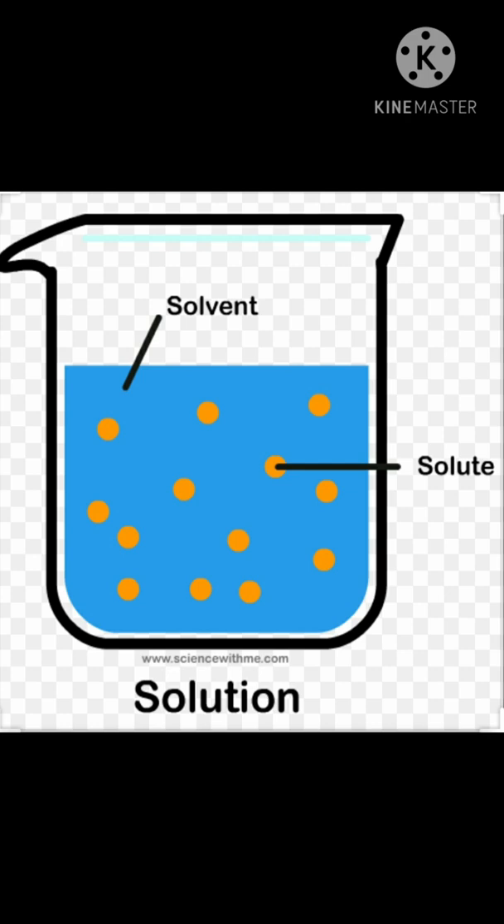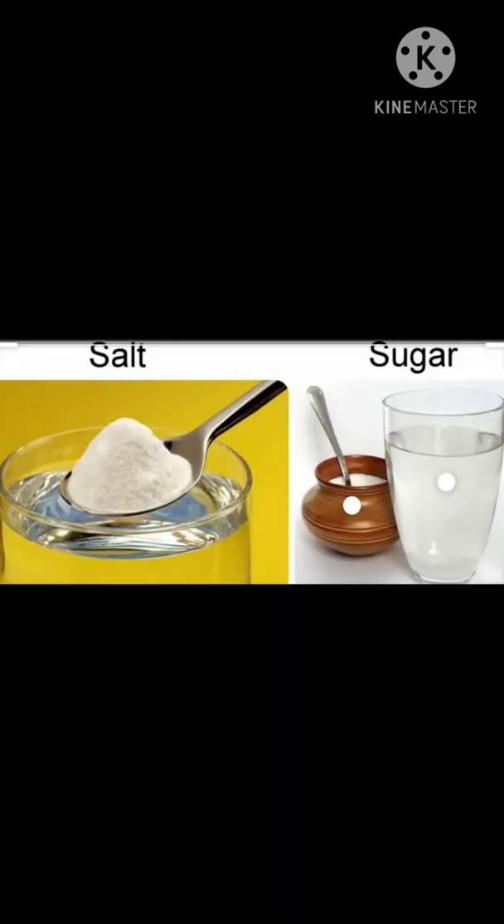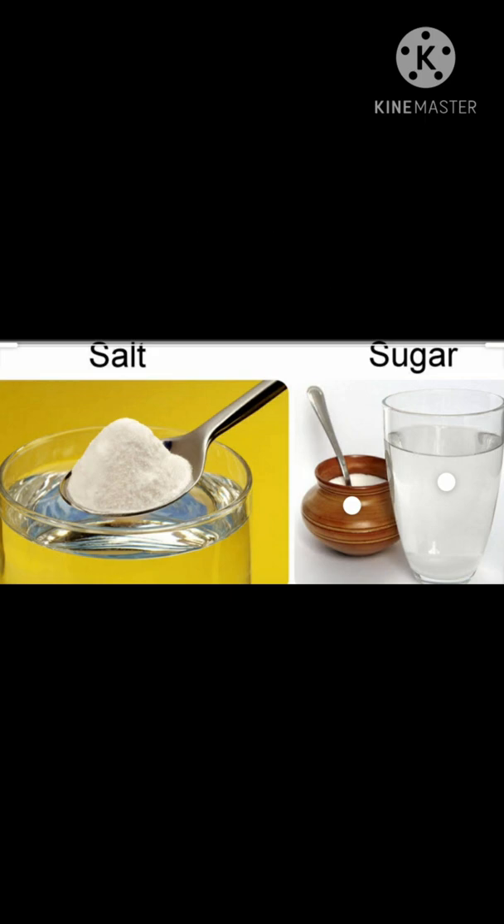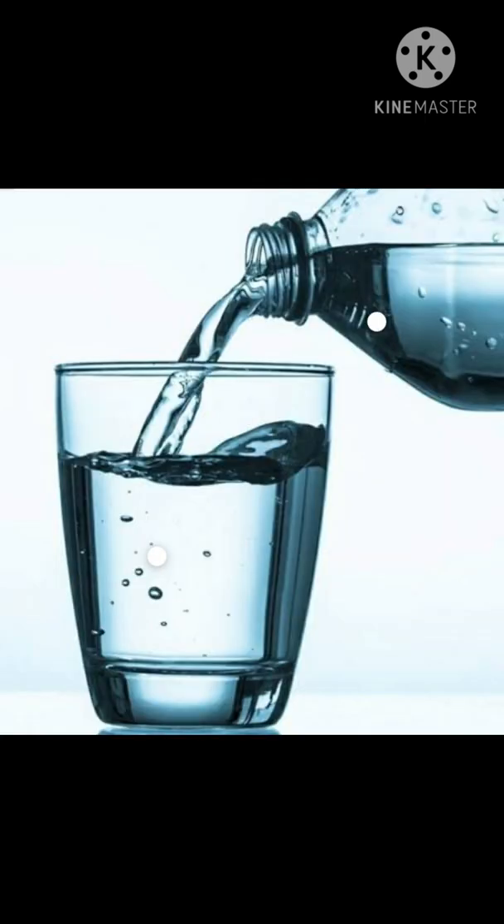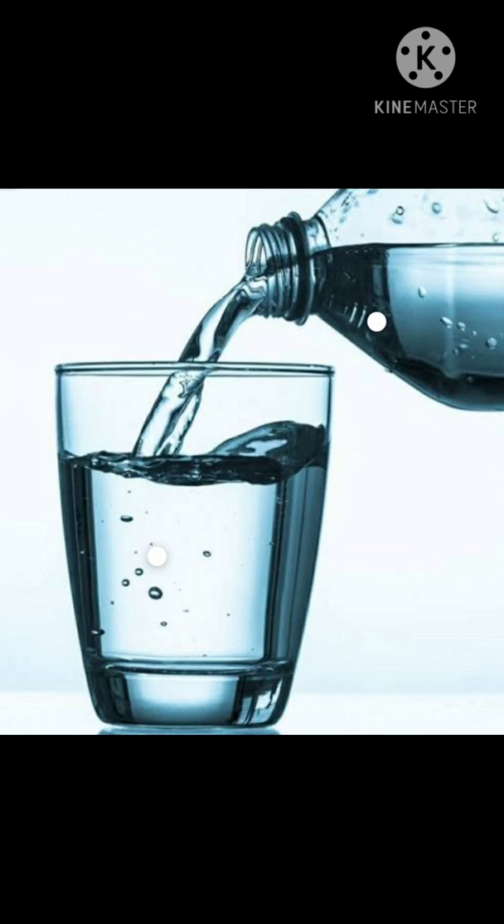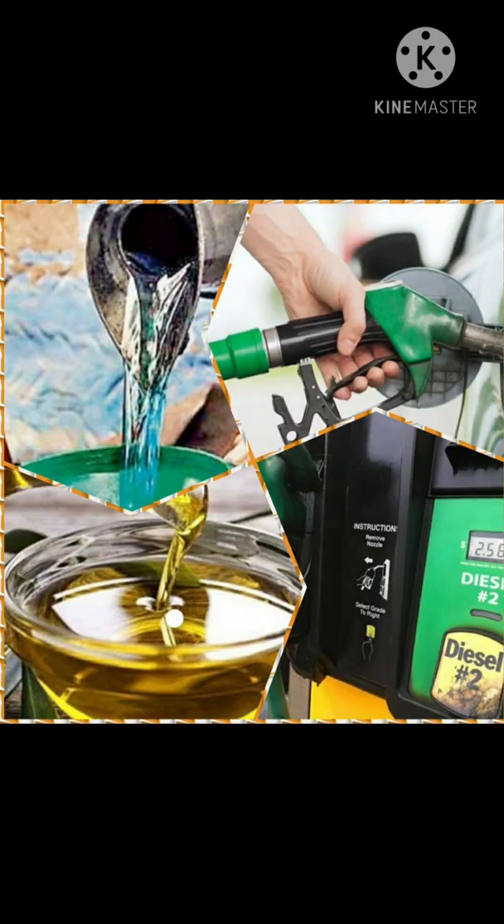First of all we will know about the solute. What is a solute? A substance that gets dissolved in a liquid is called a solute. For example, salt and sugar, as they can easily dissolve in a liquid like water. Next we have to read about the solvent. The liquid that dissolves a solute is known as the solvent. For example, water. Other liquids are also there: kerosene, petrol, diesel, oil, so many other liquids are also present.